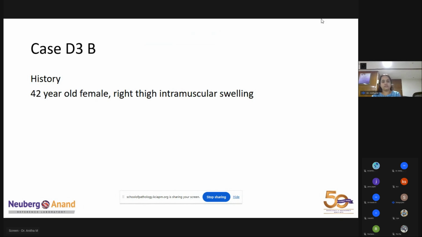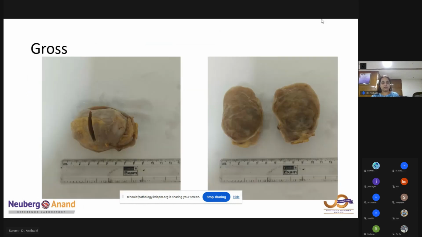Yes, 42-year-old with right thigh intramuscular swelling. So this was the gross specimen that we received. Here you can see a fairly circumscribed tumor measuring around 8 into 5 into 4 centimeters. On cut surface, the tumor appears tan brown. There are adipose tissue areas seen on the external surface.